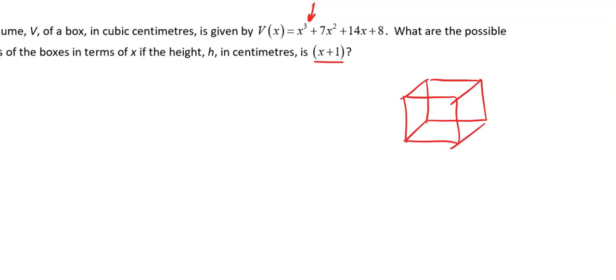Okay. Now, what this is saying is, so the dimensions, right? So volume is equal to length times width times height, right? So that's like one dimension times the other dimension times the other dimension there. And they've told us that the height in this case is x plus 1, right? That's like one of our dimensions. And we want to figure out what the width is and what the length is.